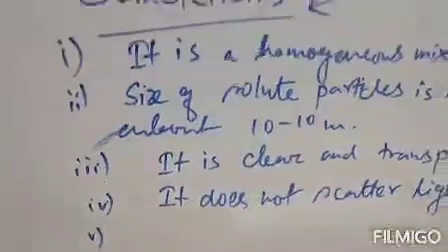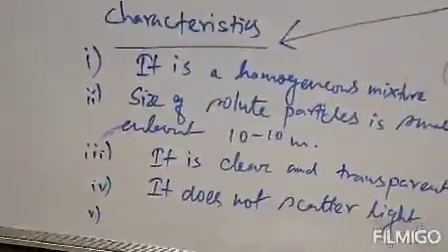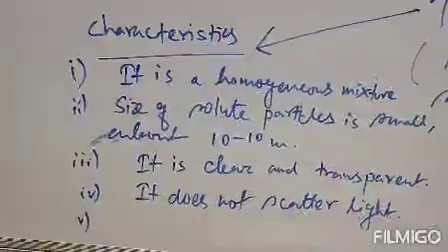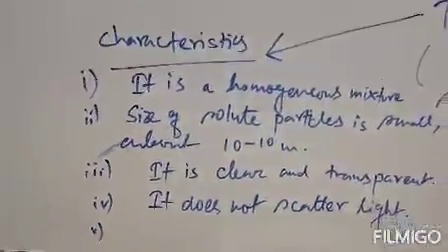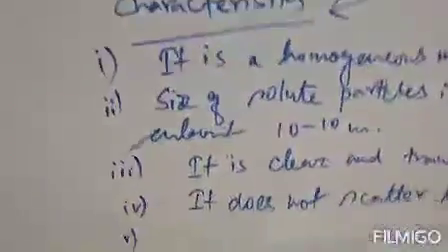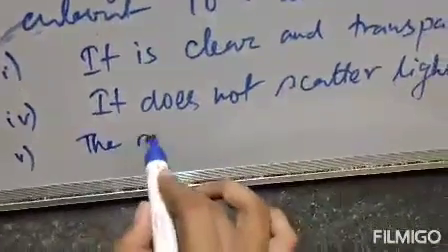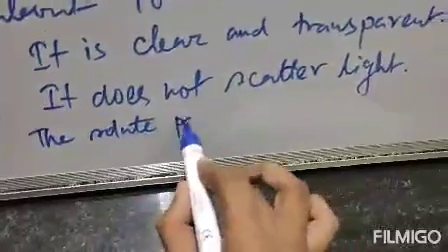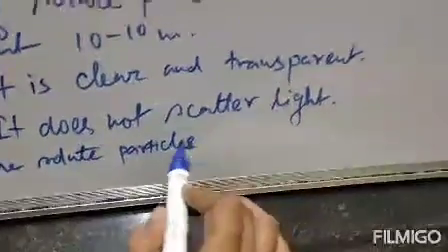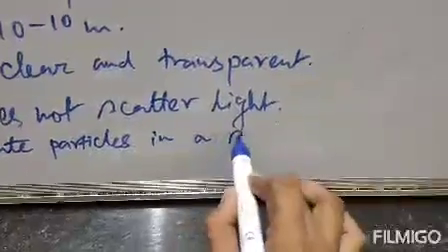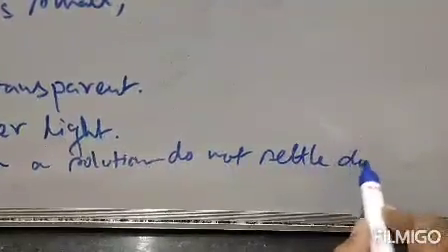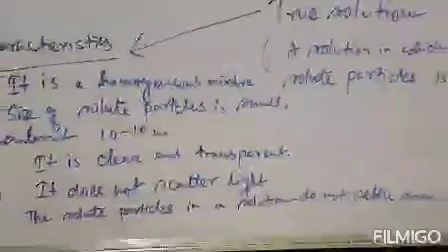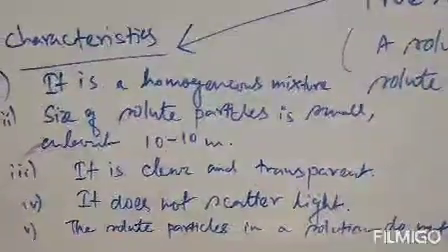And last, number 5 characteristic is, the solute particles in a solution do not settle down. As the size of the solute particle is very small, it will be in a moving condition. That means it will not settle down. Clear? So these are some characteristics of true solution.